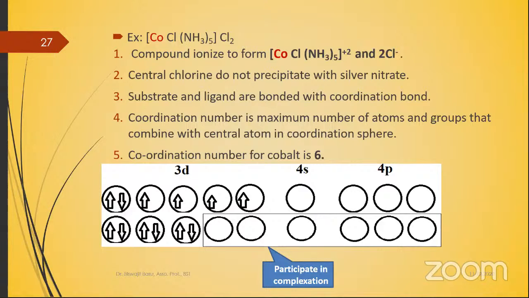The compound ionizes to form [CoCl(NH3)5]2+ and 2Cl−. Okay? That central coordinate does not precipitate with silver nitrate, I already told you. Substrate and ligand are bonded with coordination bonds. Coordination number is the maximum number of atoms and groups that combine with the central atom in the coordinated sphere. In this case, the coordination number for cobalt is 6.